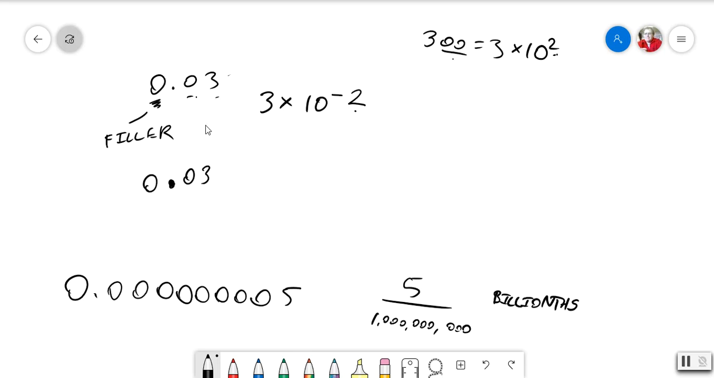That makes sense? So, what is 5 over a billion? 5 times 10 to the negative. Well, 1, 2, 3, 4, up to 8 zeros. It's going to have to be one more than that. 5 times 10 to the negative 9. Okay, I hope that's reasonably clear.